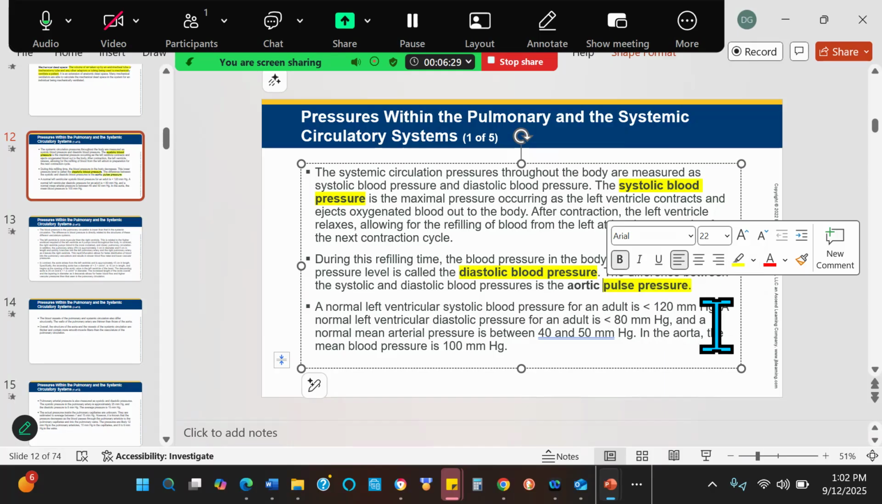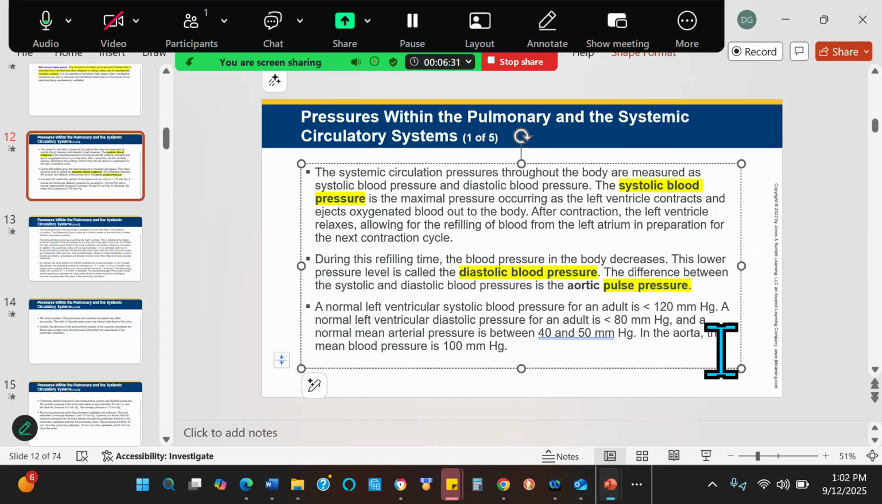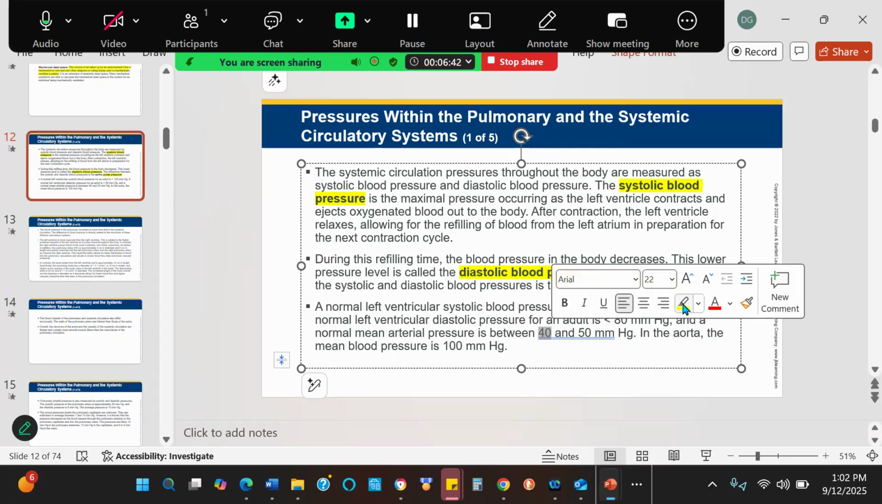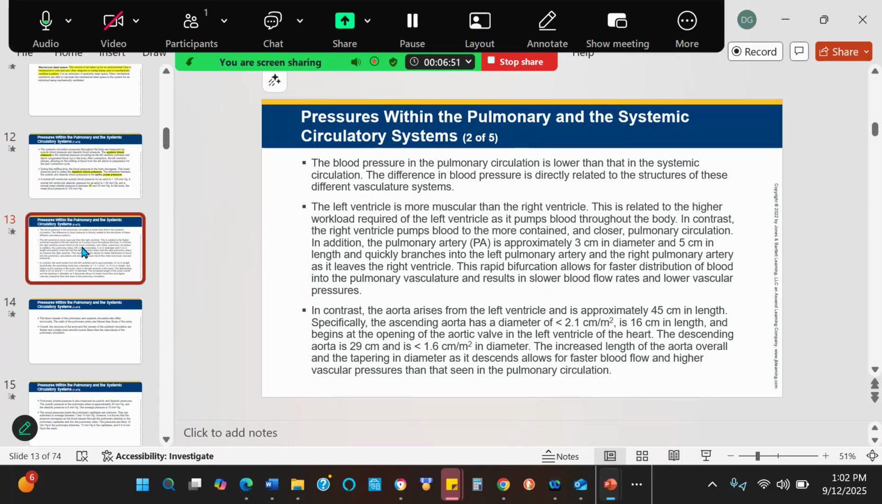The pulse pressure, a normal blood pressure, as you know, is 120 over 80. Systolic 120, diastolic 80. The pulse pressure is the difference between the two. And typically it's around 40, just like you would do the math there. So this pretty important slide: systolic, diastolic, pulse pressure is the difference between the two.